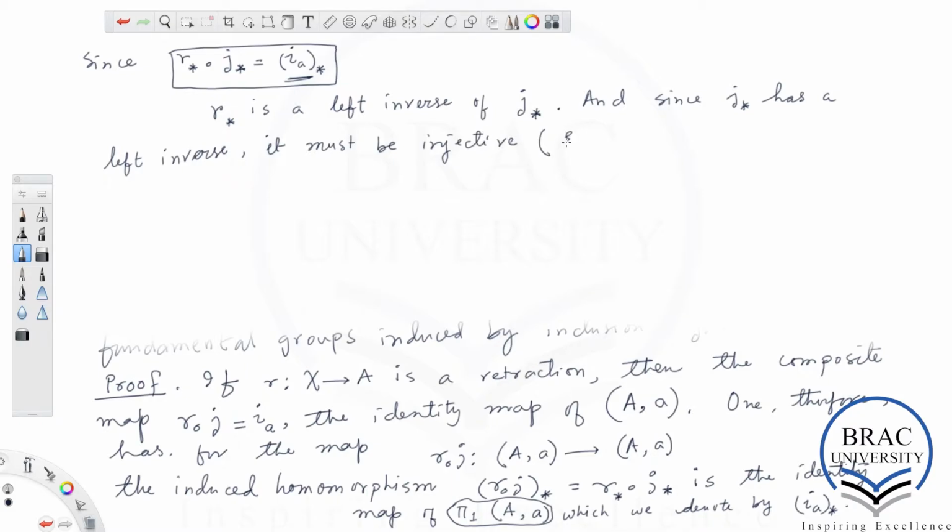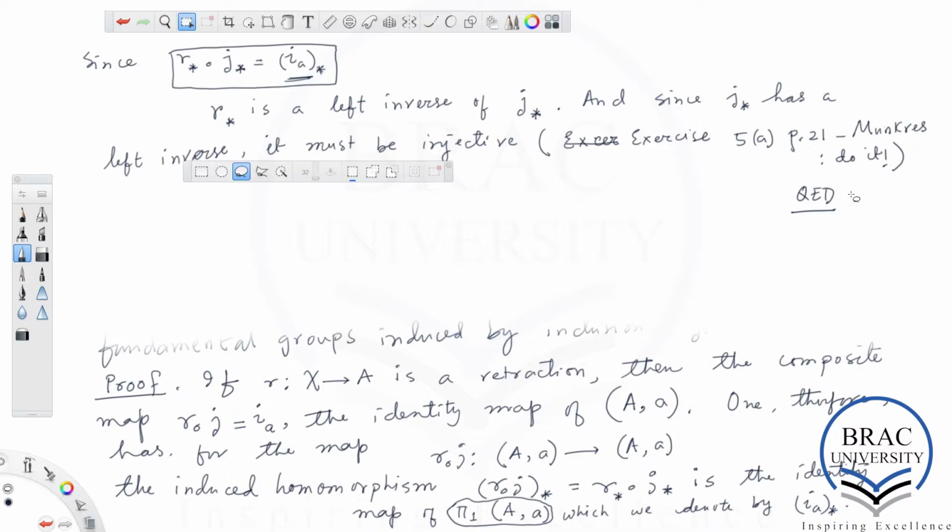It's an easy result to prove. For your reference, refer to exercise 5A, page 21 of the book by Mancras. So you have to solve this exercise, and then you'll see that if you have a map that has got a left inverse, it has to be injective. So from this we see that J star is injective. This is what we needed to prove. QED. So that's the first result.